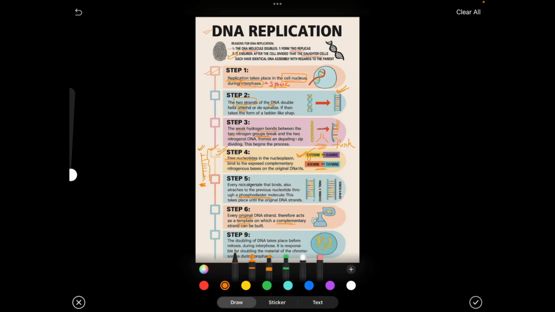So to summarize, DNA replication is a beautifully coordinated process involving first the unwinding, then base pairing, and then building new strands using the old one as a template. This ensures genetic continuity from one cell generation to the next. I hope this explanation has helped you to understand the concept clearly.